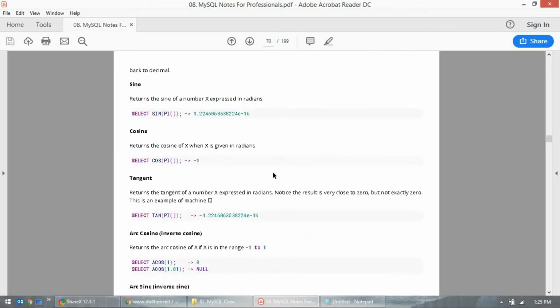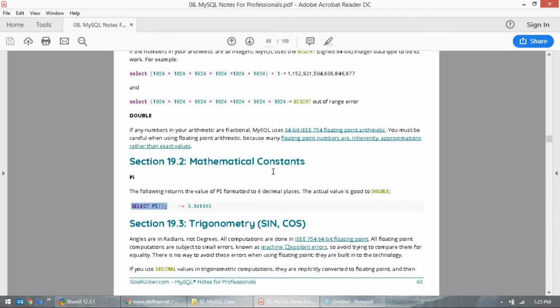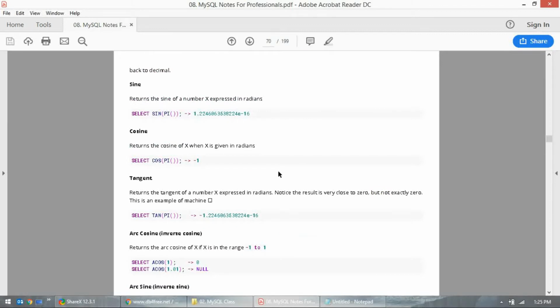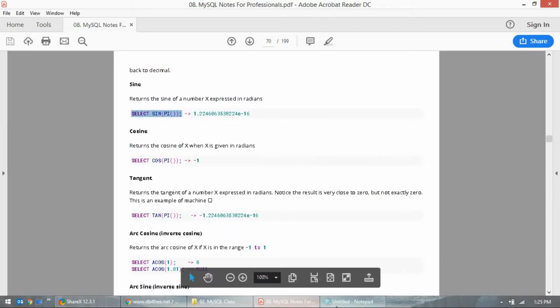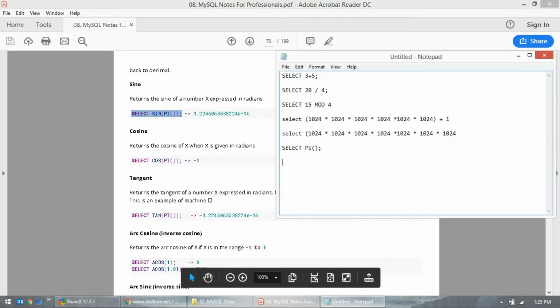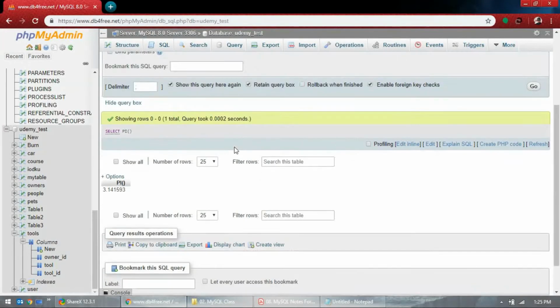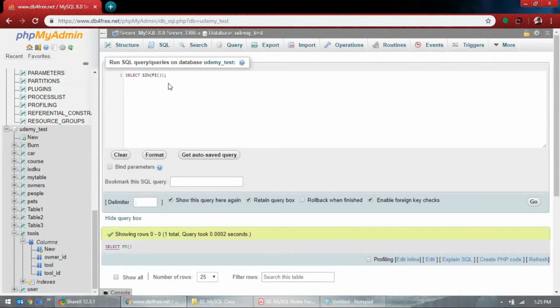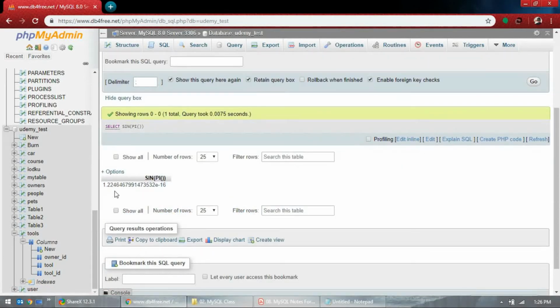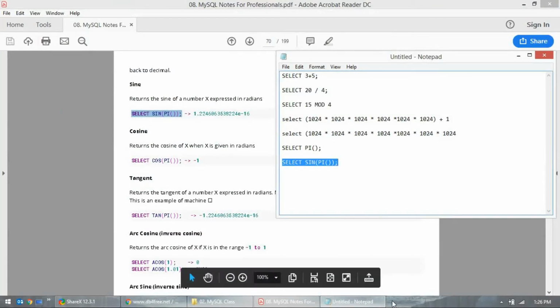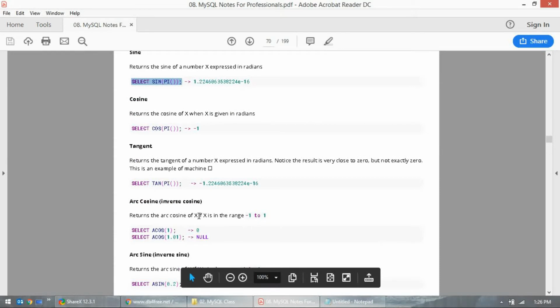Okay, next we go to trigonometry. You can use trigonometry in SQL, very interesting. Alright, we'll use sine of pi. Try to find out what this is. That is 1.24 into e to the power of minus 16. Okay, great. The same way you can use cosine. So these are the functions.